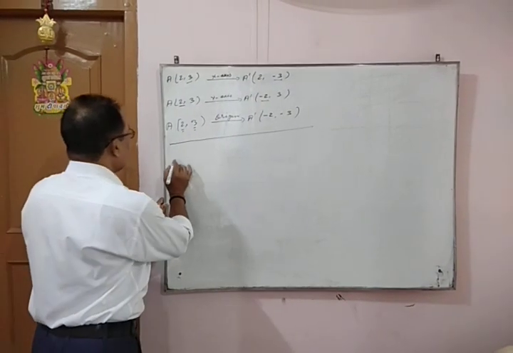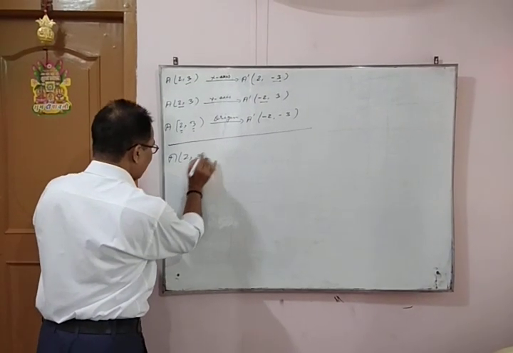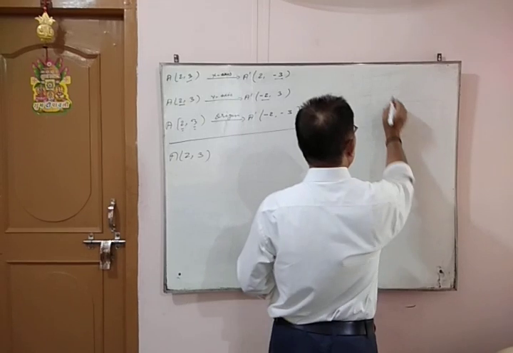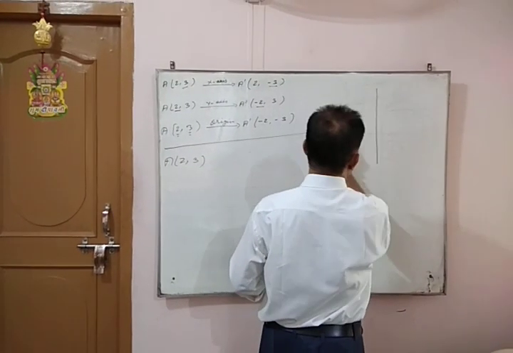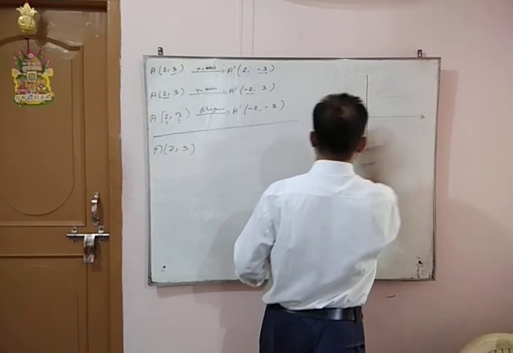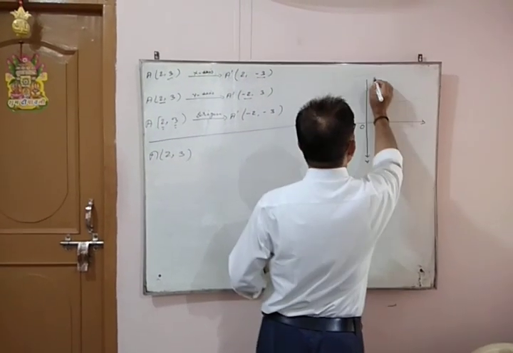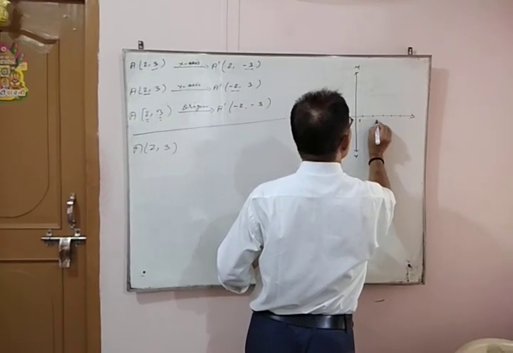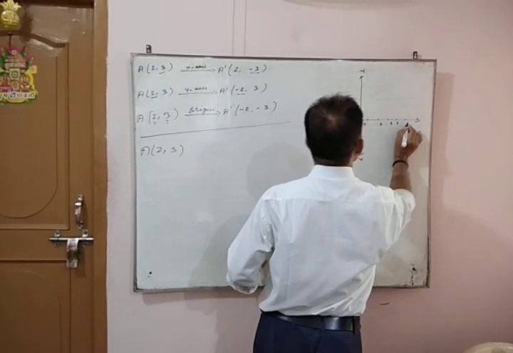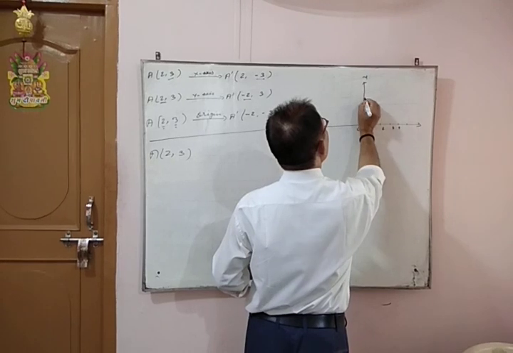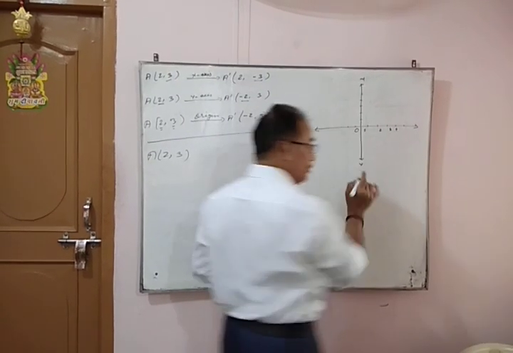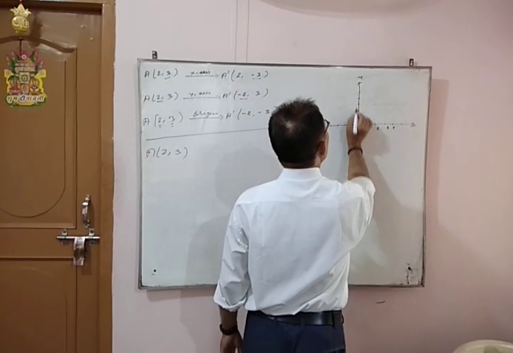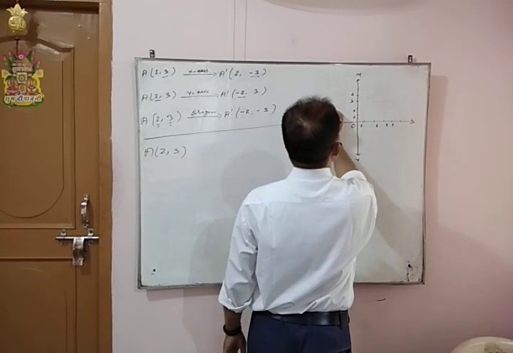Number 2, suppose A coordinates are 2, 3. Freehand diagram, I am locating this point. You can also do by drawing the freehand diagram. Suppose that this is your y-axis, x-axis, origin, 1, 2, 3, 4, 5. 1, 2, 3, 4. For the clarification of your point, I am telling you. 1, 2, 3, 4. Suppose this is the point.